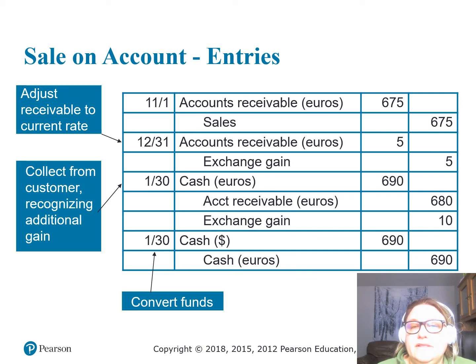Here's where we book the gain, debiting and increasing the accounts receivable to show the gain. Here's where we pay it and credit the accounts receivable, show the gain. And then here's where we exchange the cash from euros to dollars.